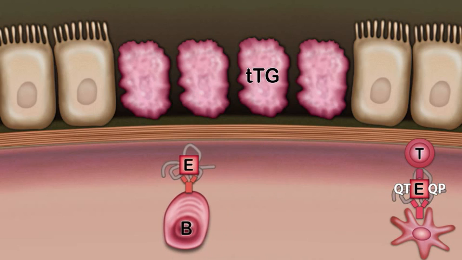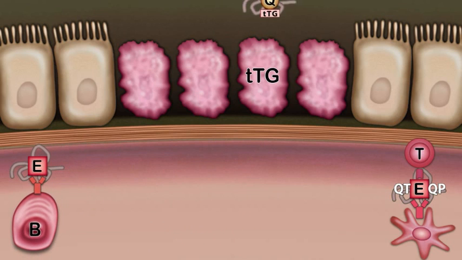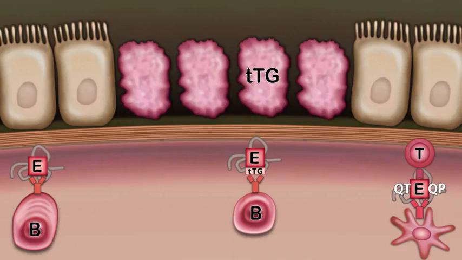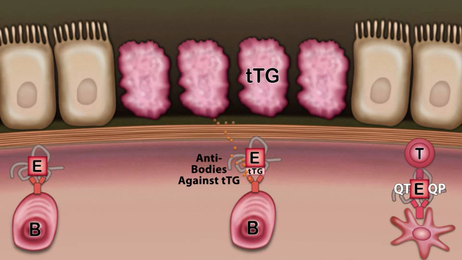Through the action of TTG, gluten peptides can also bind onto proteins, including TTG itself. Complexes of gluten peptides and TTG can attach to antibodies on the surface of B cells. These also mature into dedicated plasma cells and produce TTG antibodies that support celiac disease diagnosis.